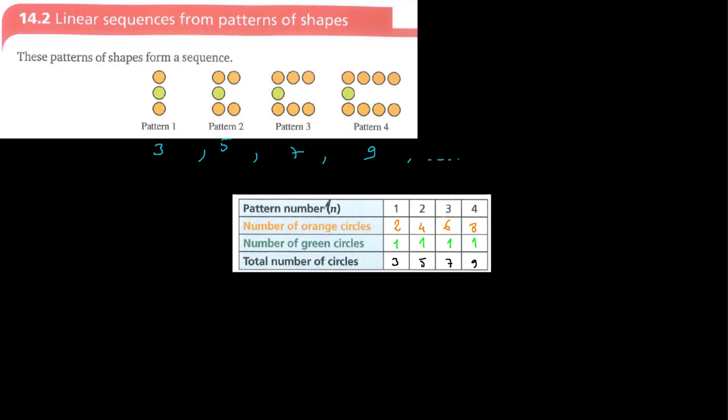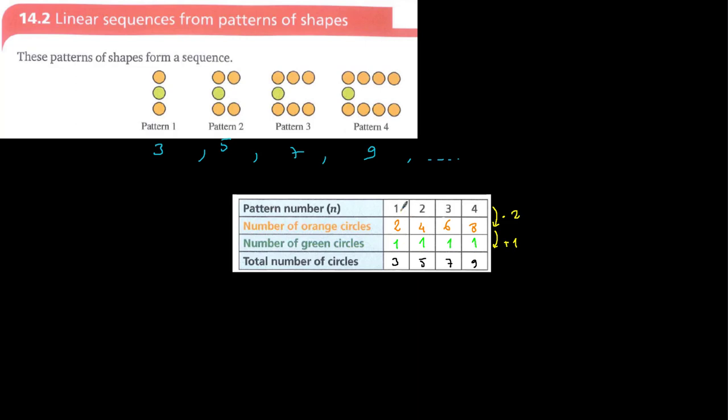As you see, the pattern number is 1, 2, 3, 4. The orange color here is double the pattern number. So here you are getting it by times 2. You are multiplying the term by 2, you are getting that one, and plus 1, you are getting the last row.